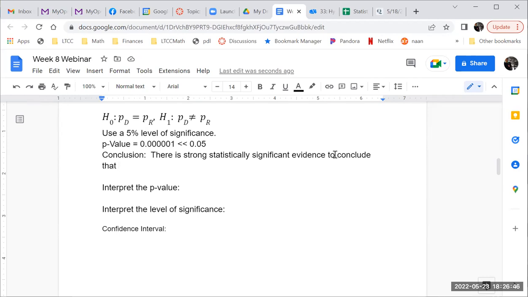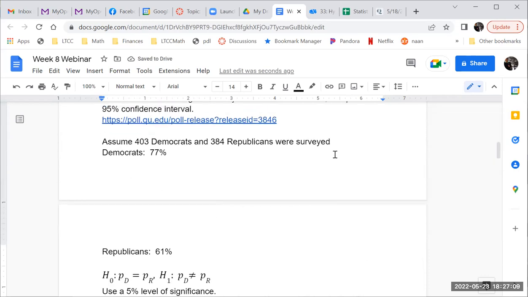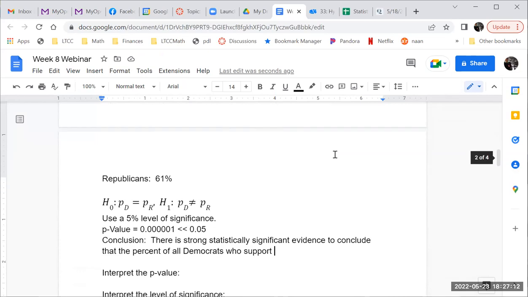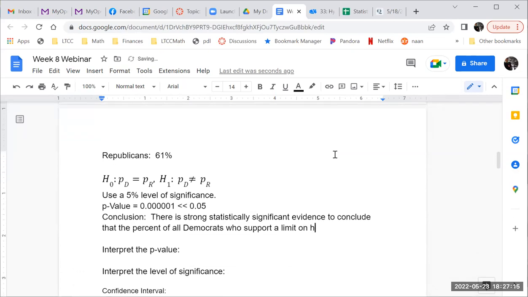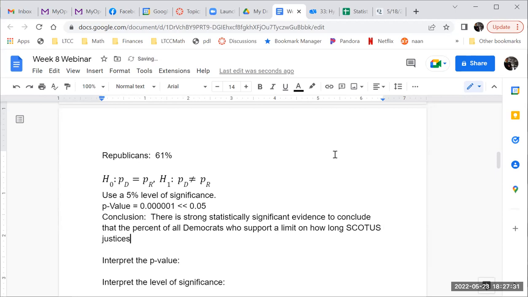And with proportions, I'll often use the word all. You can use population proportion, either way, that the percent of all Democrats who support, I think they call it term limits, or just a limit, on how long SCOTUS justices should be allowed to serve.